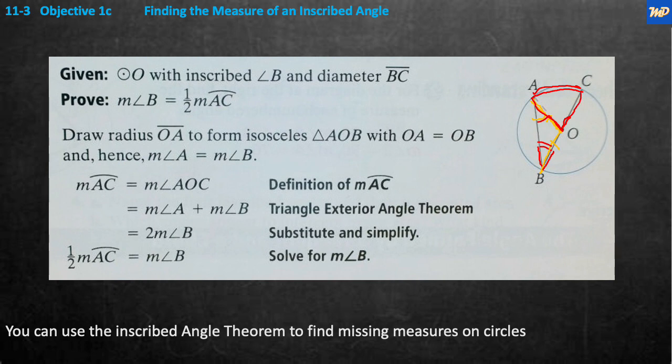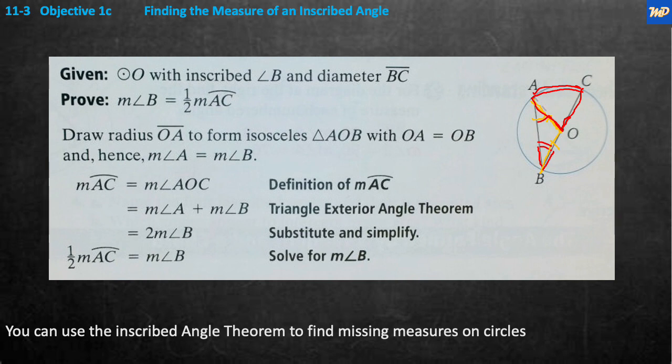AOC, that's the measure of this, because we know from a past theorem that the angle O is equal to the chord AC, which is equal to the arc, the size of AC. They're all equal to each other. And that's by definition of AC.